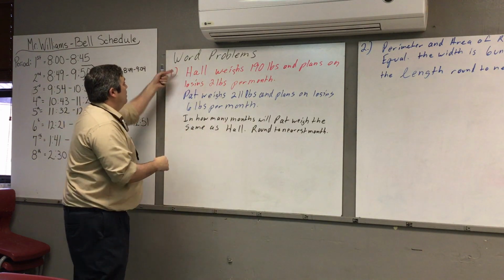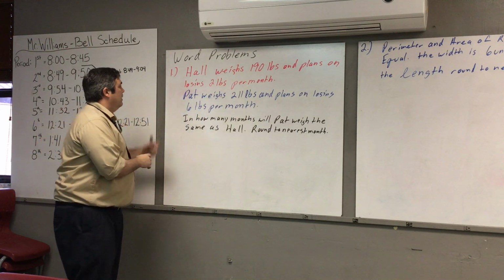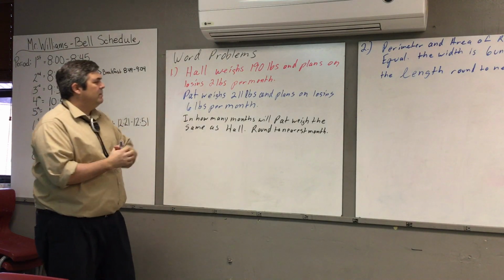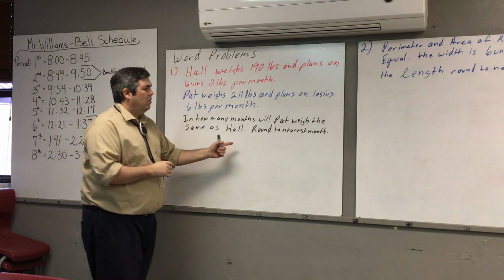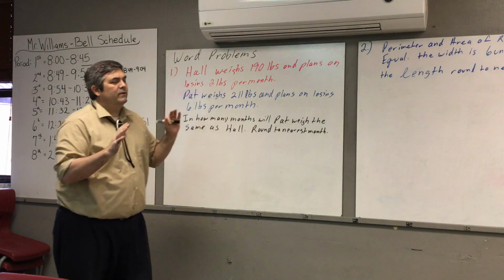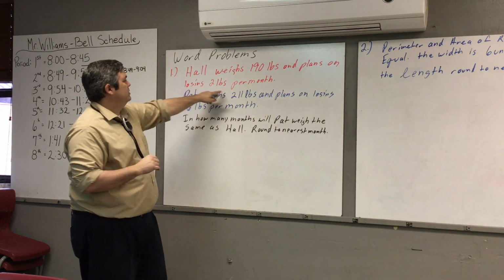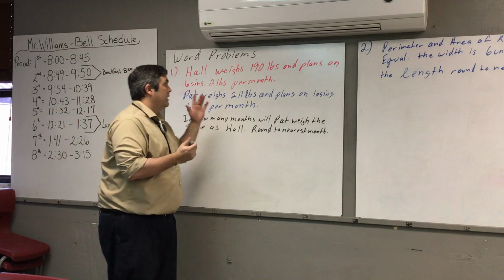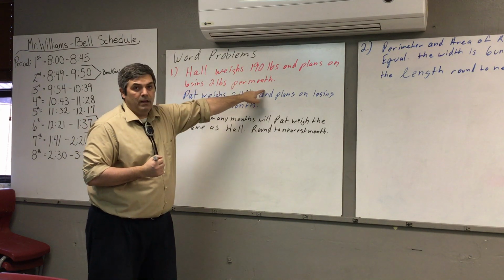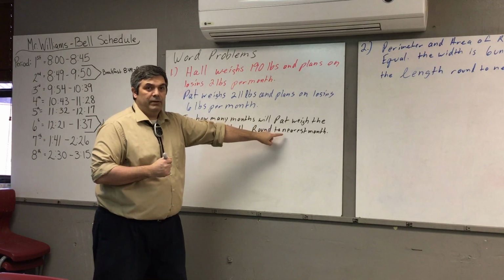All right, so Hall weighs 190 pounds and plans on losing 2 pounds per month. Pat weighs 211 pounds and plans on losing 6 pounds per month. In how many months will Pat weigh the same as Hall, round to the nearest month? All right, so first thing we have is this first part up here. Hall weighs 190 pounds and plans on losing 2 pounds per month. First thing you need to recognize is this is where he starts and he's losing 2 pounds per month. And we want to know how many months will they be the same.